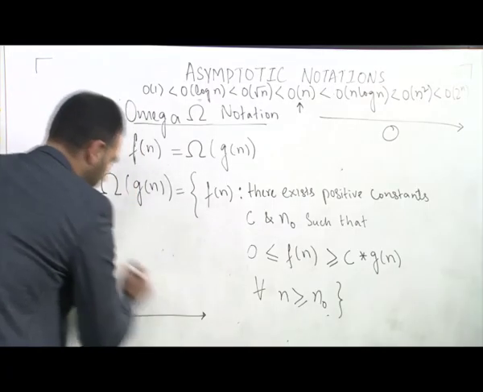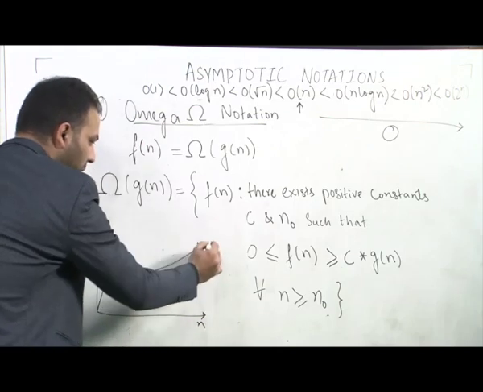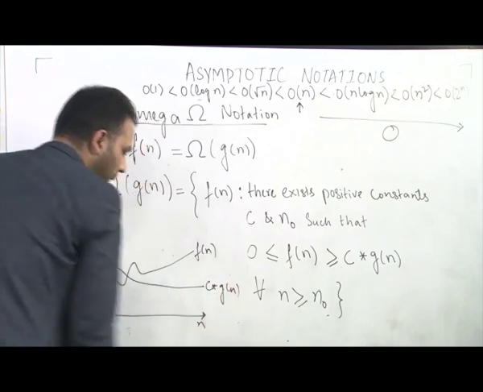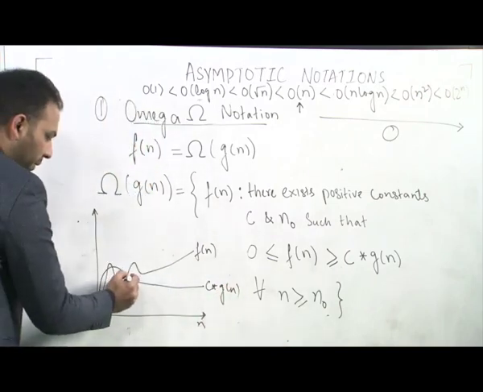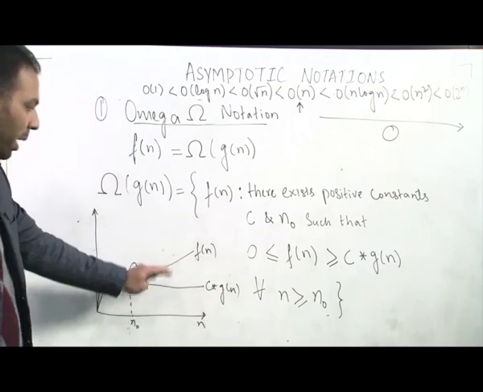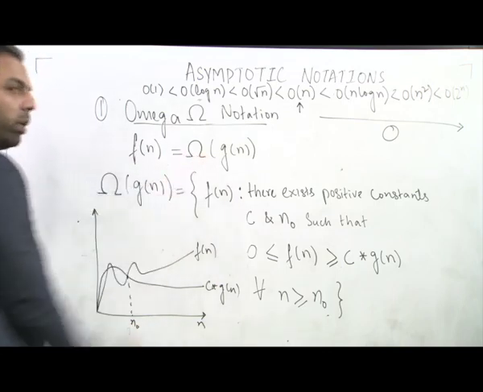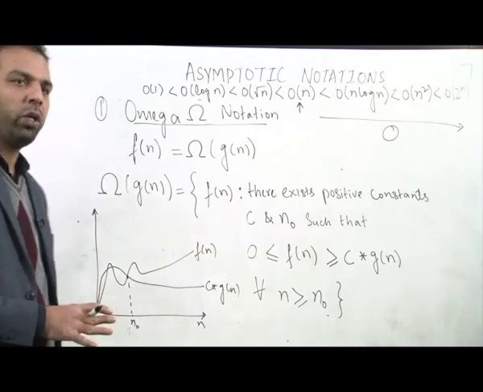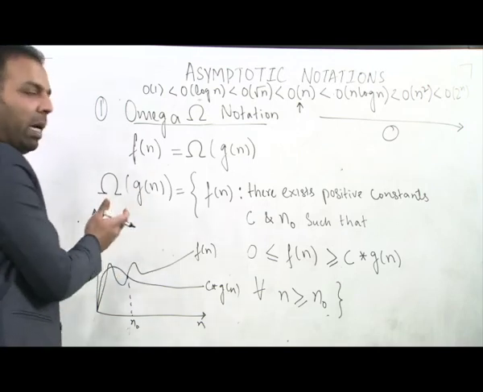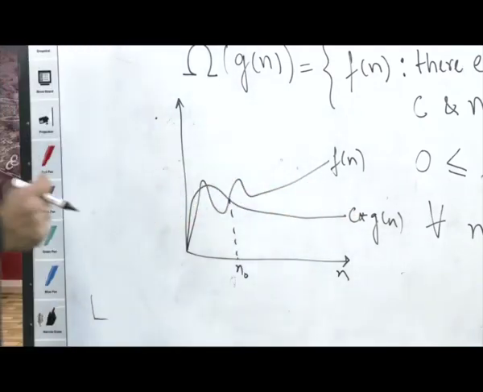Again, if this is your f of n, and this will be your c multiplied by g of n. Again, you can see up to this point the behavior is not constant, but after this point, that is n0, c multiplied by g of n is always less than f of n, meaning it is setting the lower limit for your f of n. And this is your omega notation. So if you have understood big O notation, you can very easily understand omega notation. The only difference is that c multiplied by g of n was higher in case of big O, and c multiplied by g of n is lower in case of omega notation.